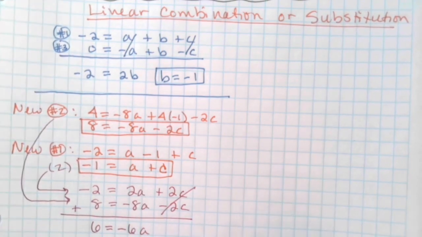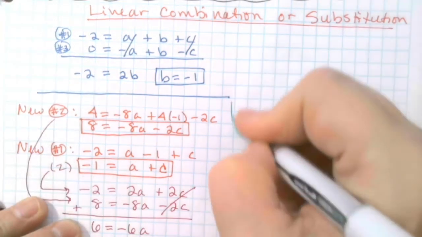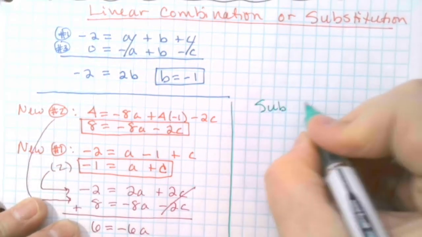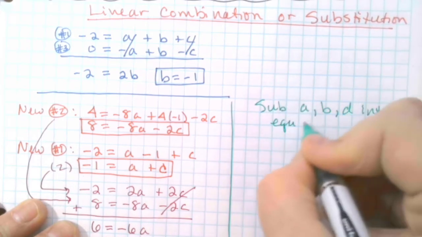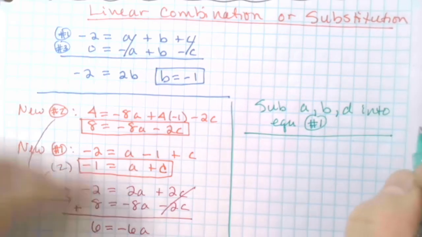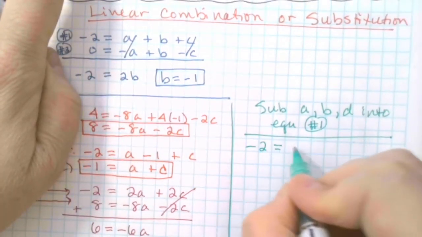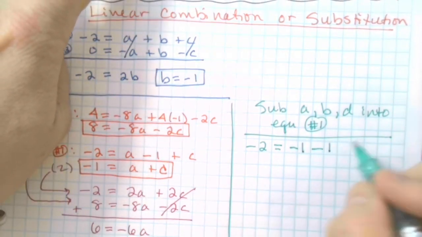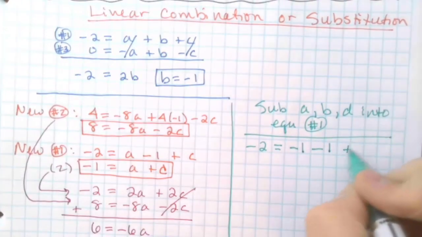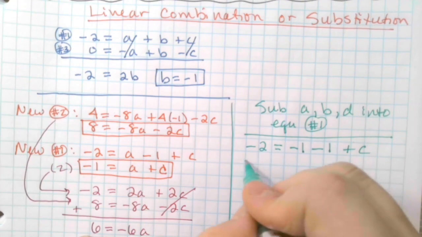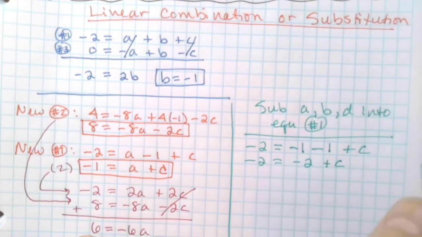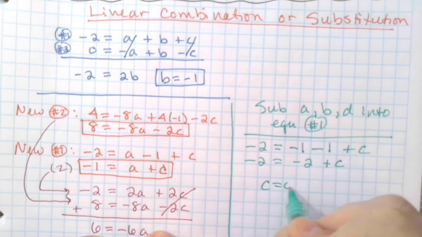And now that I have A and B, and D, I'm going to substitute into an equation to get my last letter, which is C. I'm going to substitute A, B, and D into equation number 1. So -2 equals -1 for A, minus 1 for B, plus C. And it didn't have a D, so that's pretty easy. So -2 equals -2 plus C. So, C equals 0.